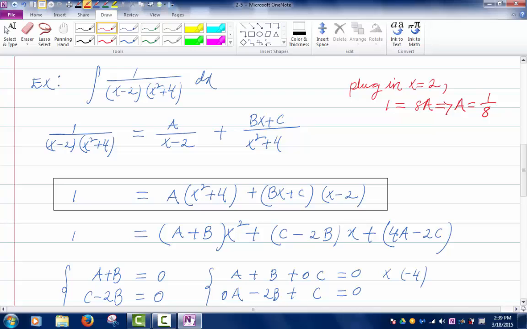So once you get A to be 1/8, you can plug that in if you want, and then figure out what B and C should be. Is that making sense? Now, another thing you could do here, you see that x squared plus 4. How can you make that 0?